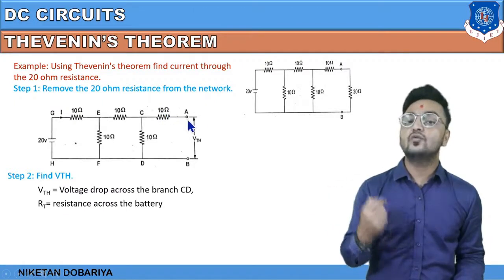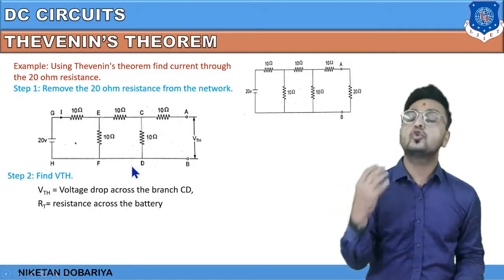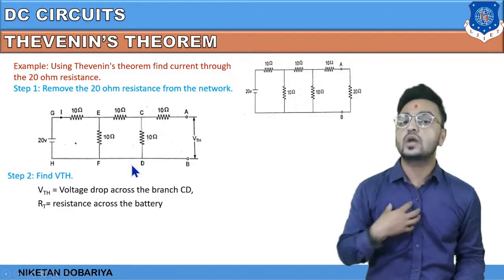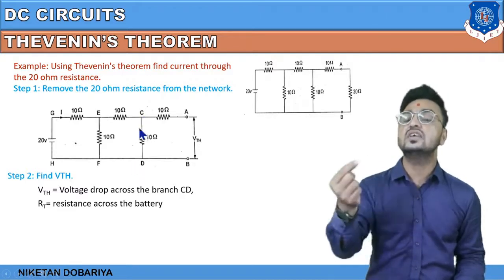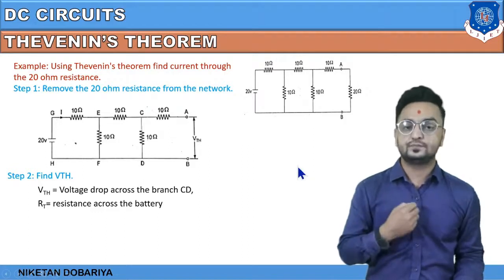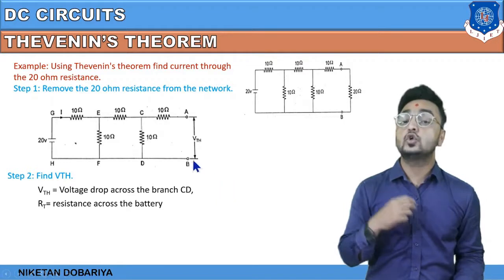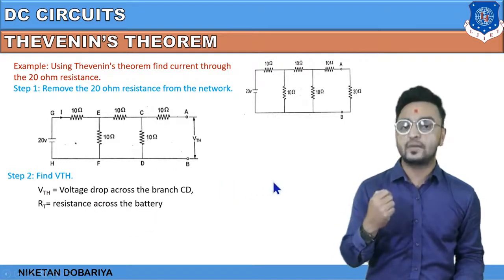So if you measure the voltage across AB, or if you measure the voltage across this CD, it is going to be the same. So basically here we are going to measure voltage across C and D, and that will be defined as VTH. And for that, first of all, we need to find the total resistance across this battery.